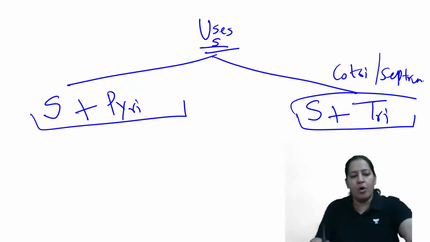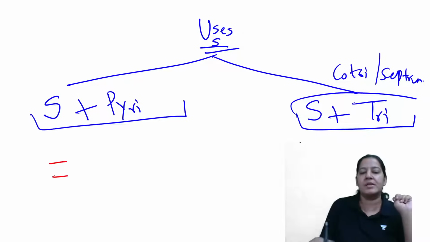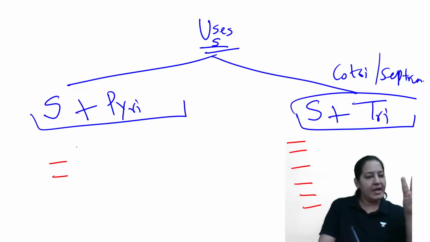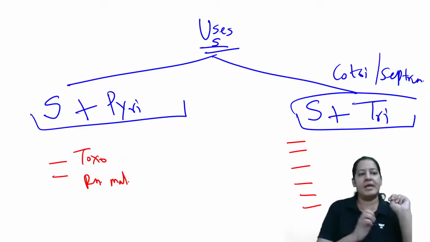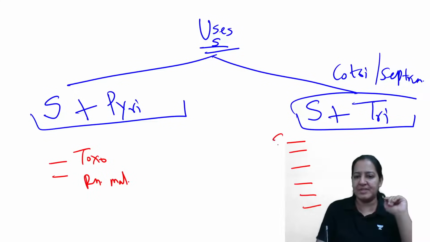Who will tell me the uses of this combination? Only two uses. And the uses of the other combination? Six or seven uses. For the first, number one is toxoplasma and number two is resistant malaria. Coming to the second combination, Septran is the mnemonic, with seven uses.